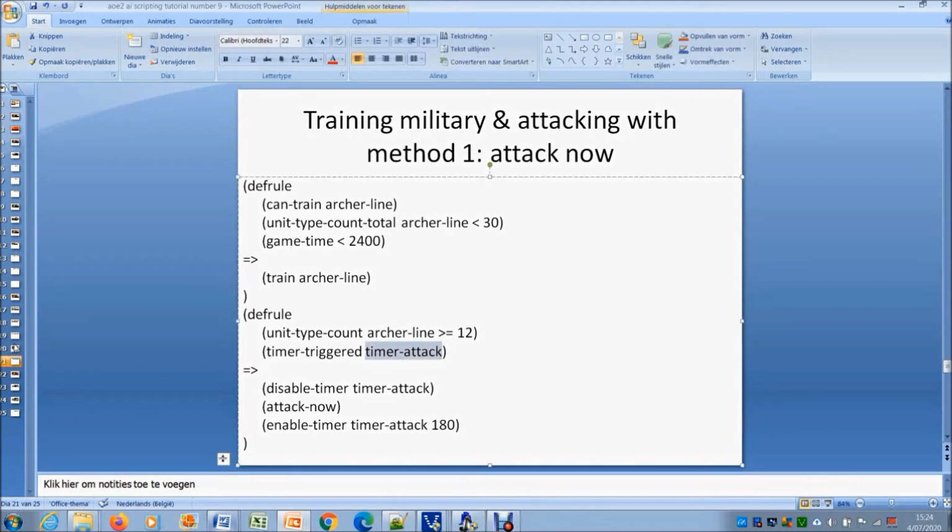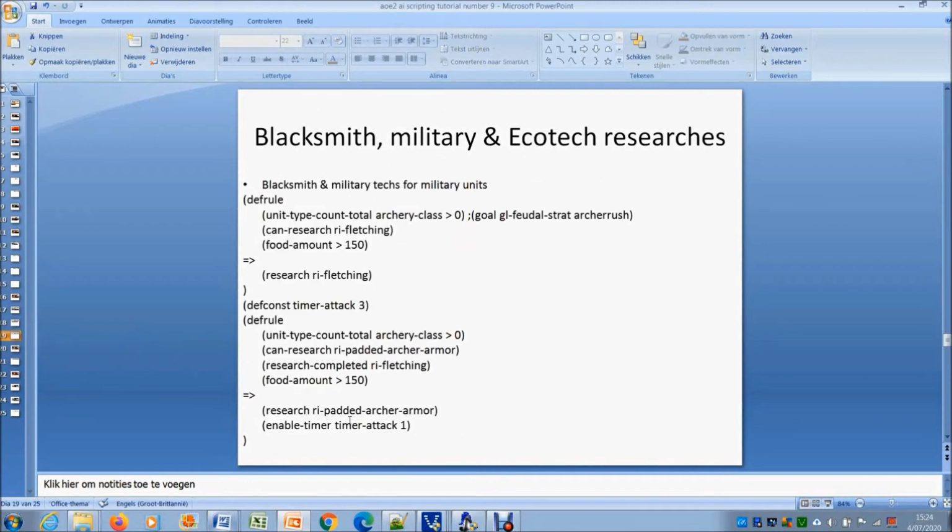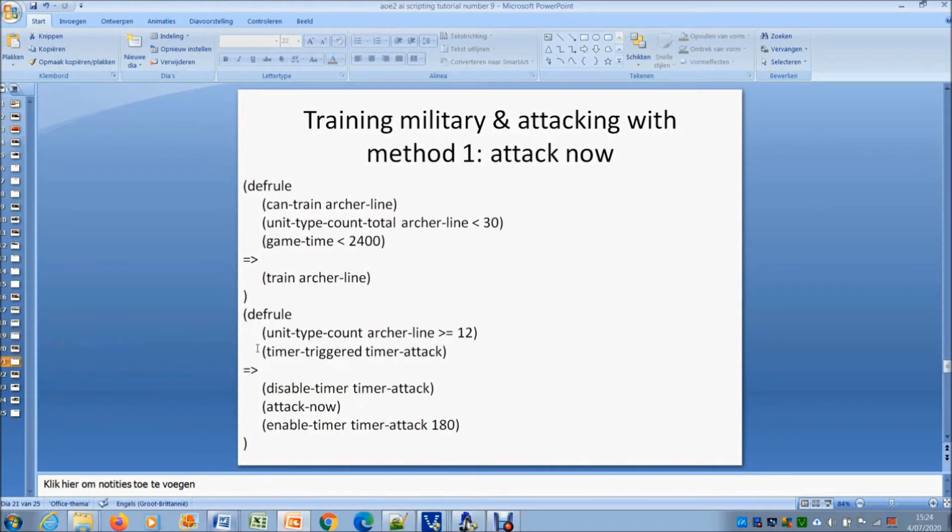Why does that timer have to be triggered? Then we know that the researches are completed. We could have also put in here research completed fletching, research completed padded archer armor, but we're doing it this way. Timer triggered timer attack. We disable the timer attack. We attack now. The AI will initiate an attack, and then we enable the timer attack for 180 seconds or 3 minutes.